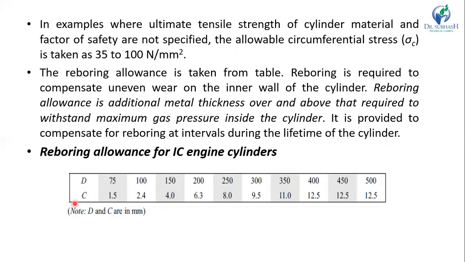You can see the reboring allowances for IC engine cylinders given here. It depends upon the diameter. If the diameter is 75, then C is 1.5; for 100, it is 2.4; for 150, it is 4; for a diameter of 200, it is 6.3. Up to a maximum diameter of 500, the value of the reboring allowance is taken as 12.5 millimeter. In this way you can select the value of reboring allowance C.